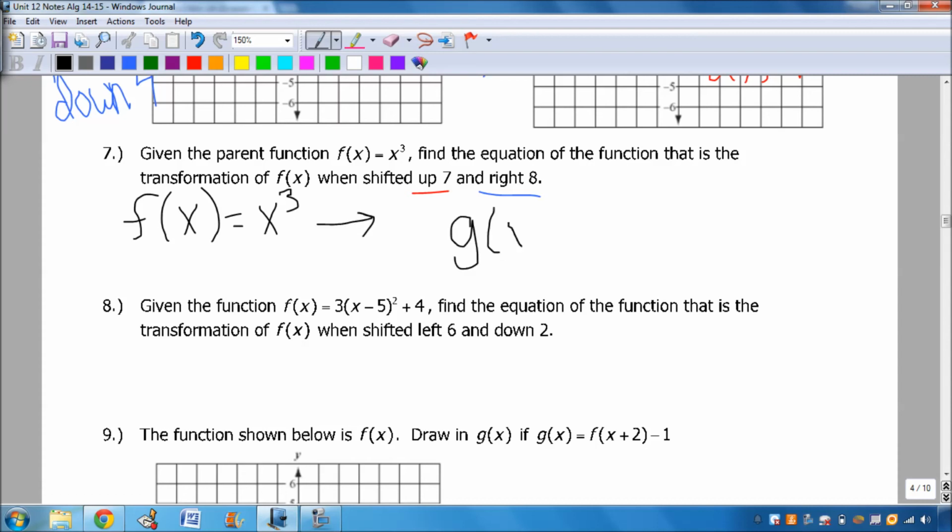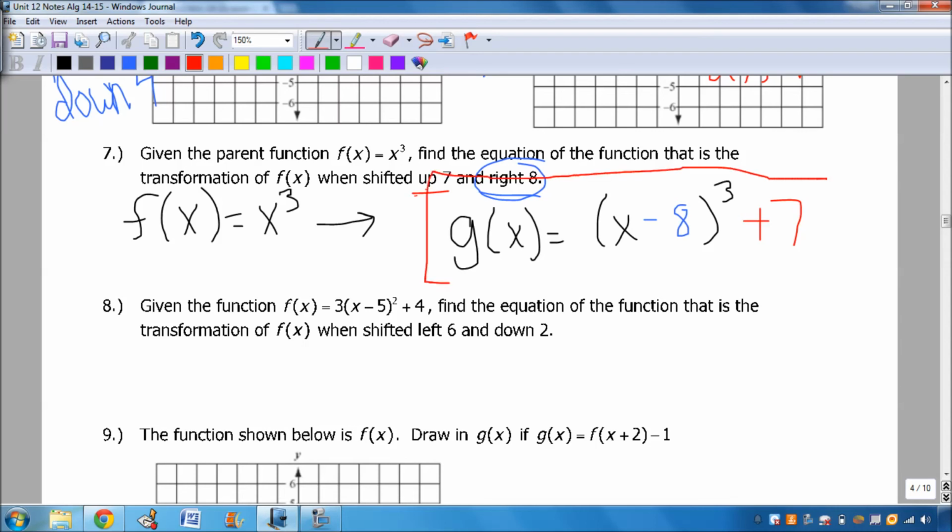Well, what I'm going to do is take x cubed. Something is going to get cubed, but since it's going to the right 8, I'm going to subtract 8 from my x value, because again, when it's right and left, it's the opposite sign. And then it's also going up 7, so on the outside, because this is now part of my output, the vertical distance, I'm going to add 7, and that's what g of x is equal to.